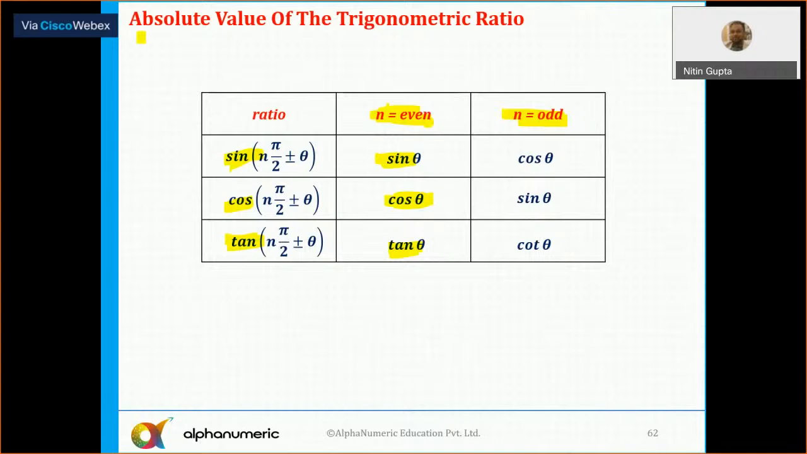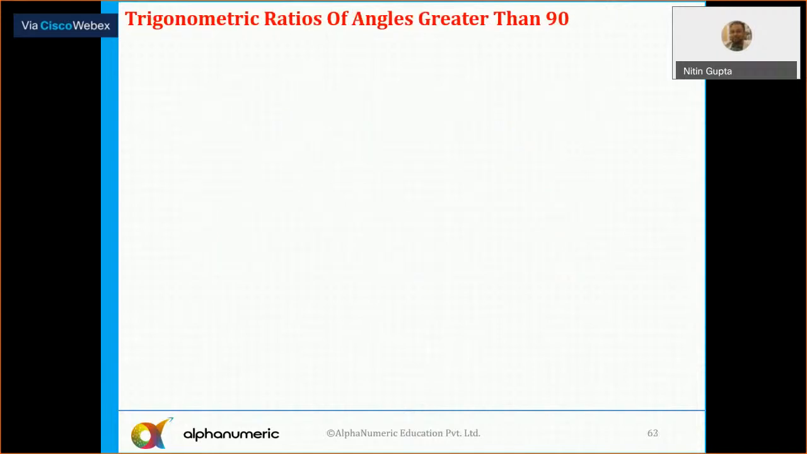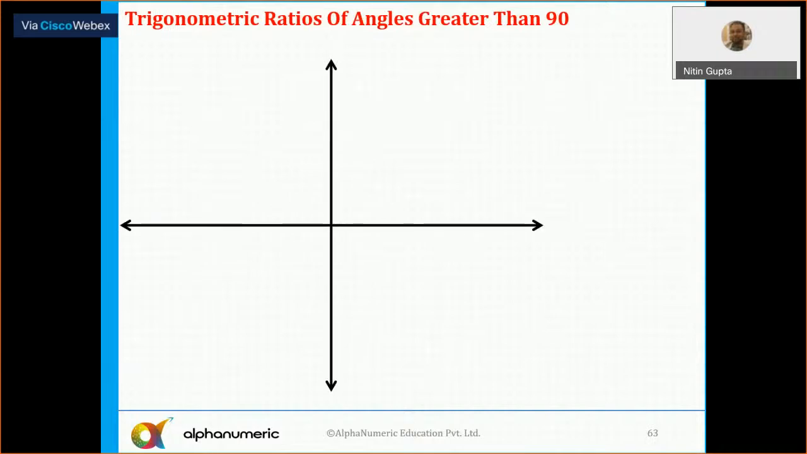These are, remember, the absolute value, not absolute values, means mod of this. Okay. And now depending upon the quadrants, you can identify that in the first quadrant, all of them are positive. In the second quadrant, sine is positive, and so on. For example, trigonometric ratios of angles greater than 90 degrees. So you can say 90, and these are odd multiples. Yes or no? 90 into 1 by 2.